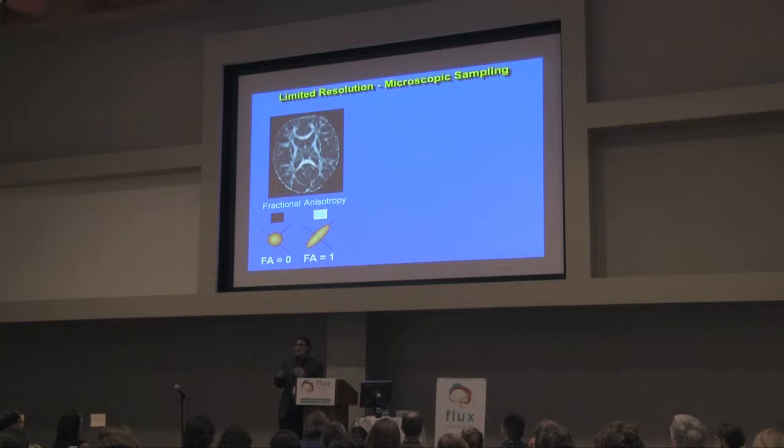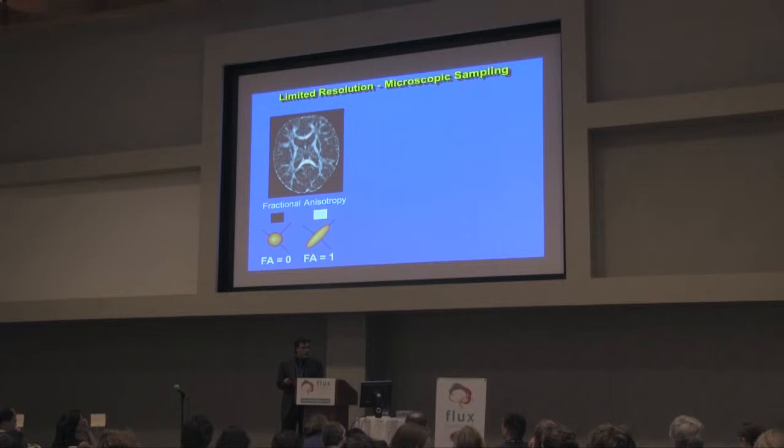And if it's black, then it means that the FA is zero. It's isotropic, water's moving randomly in all directions equally, and it appears black like the CSF does in that brain. If it's white, then the FA is one at maximum, or more realistically, a value in between, probably around 0.4 to 0.7, and that reflects that the water is moving faster in one direction than another.